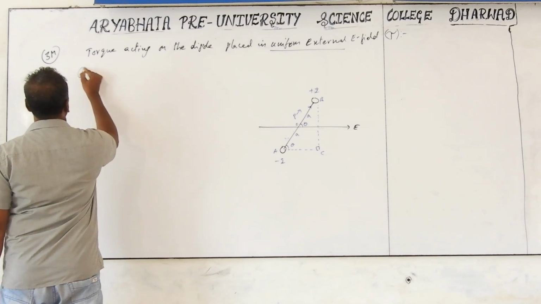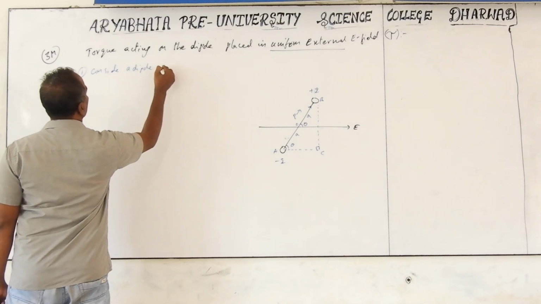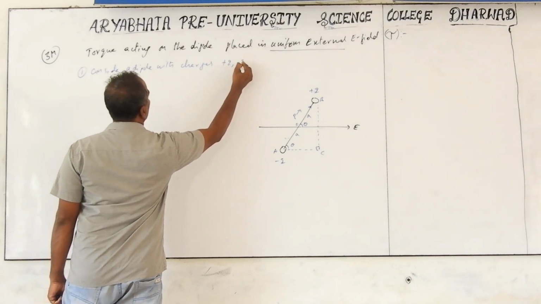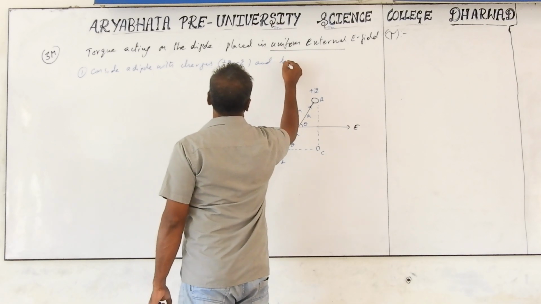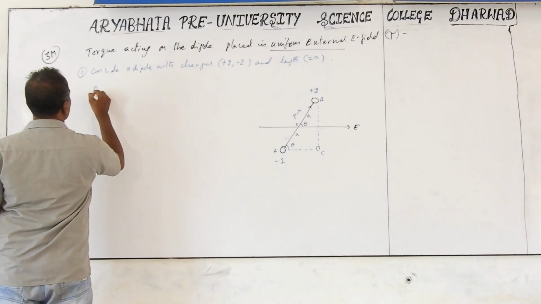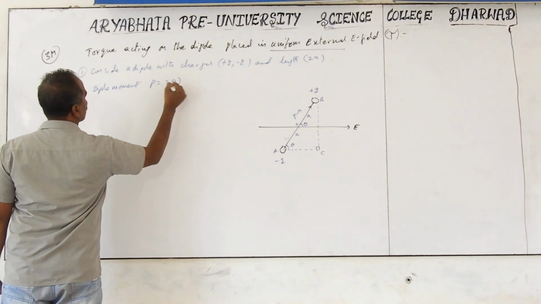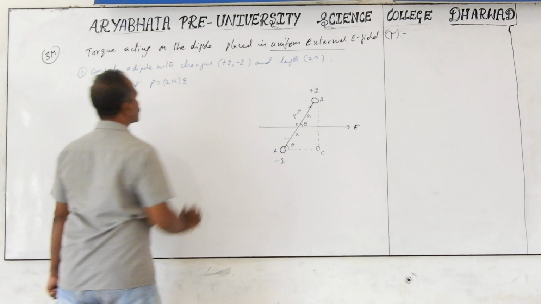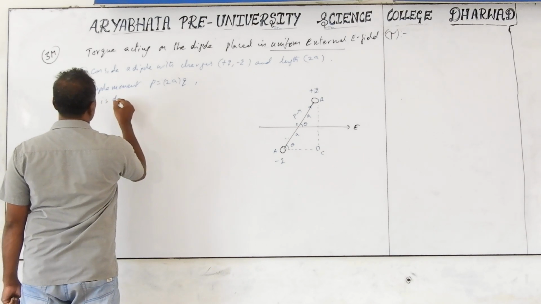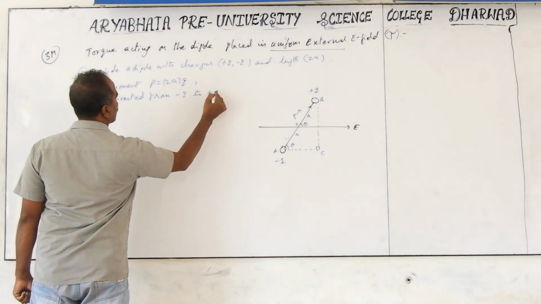Consider a dipole with the charges +q and -q, separated by 2a. Dipole moment P is equal to 2a into q, and it is directed from -q to +q.